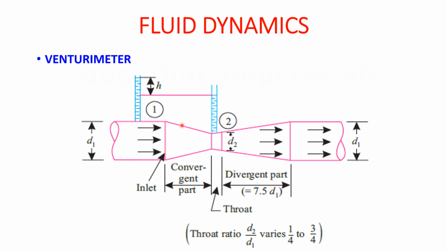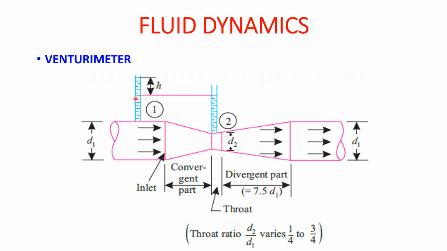And the throat ratio, or we can say throat area, D2 by D1, varies around 1.4 to 3.4 as compared to the size of the pipe. So D2 is the diameter of the throat and D1 is the diameter at the inlet of the convergent section, or we can also say the inlet of the pipe.